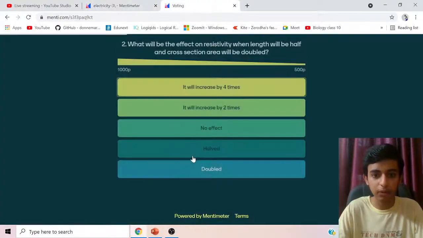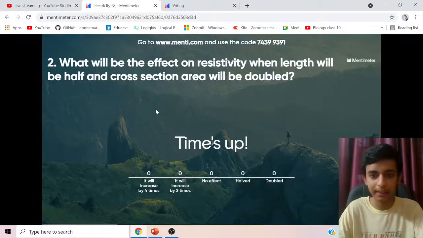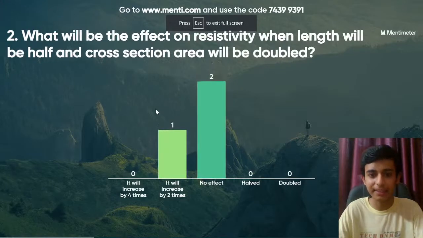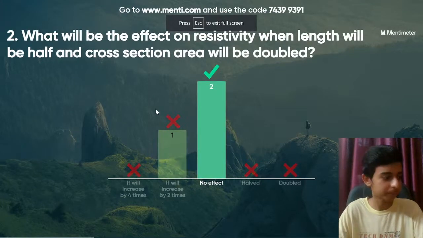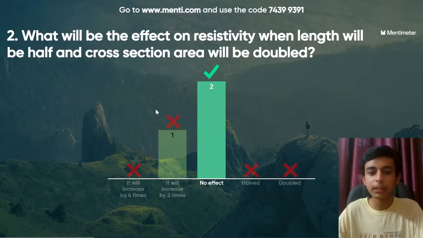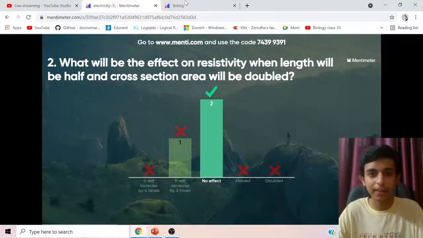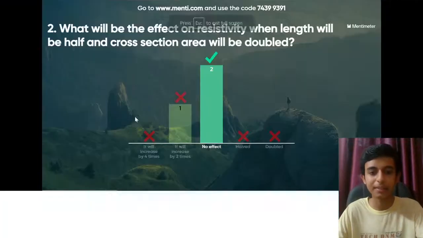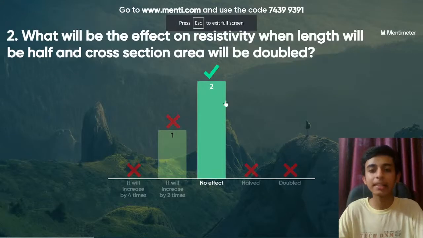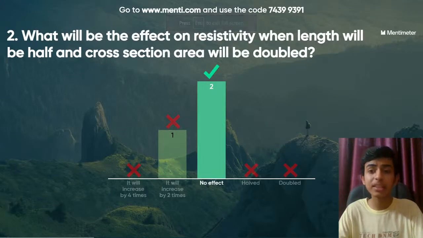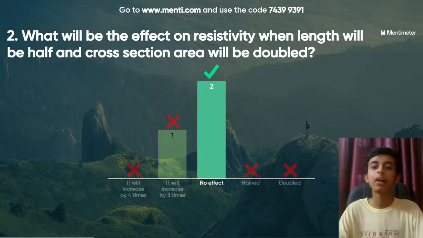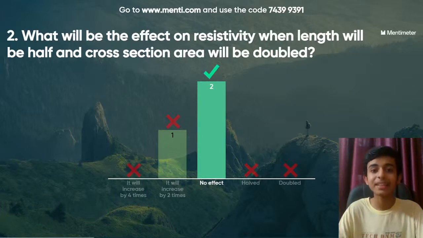Oh my god, I forgot to vote, I think. I actually misclicked. Okay, could 2 people answer or not? I think I couldn't answer because actually the answer is no effect. Why? Because resistivity does not depend on the length of the conductor as well as the cross section area.